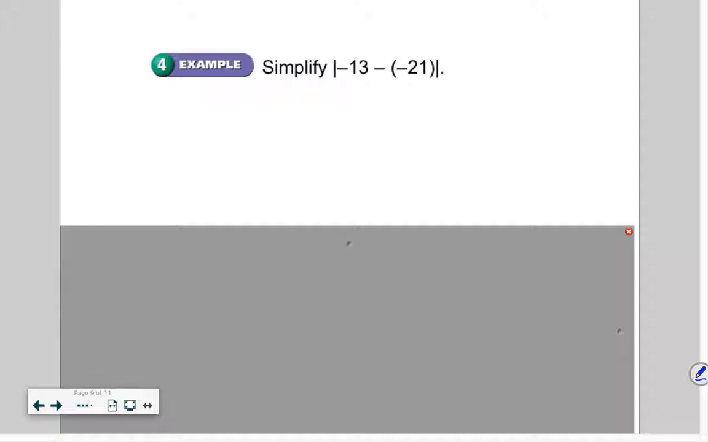Simplify. I don't believe I gave you this one in your notes, did I? Nope, because I duplicated 2. Change the one at the very bottom of the page, the absolute value of 5 minus 12. See how I have that at the top of page 2? So change it to this one, please. Absolute value of -13 minus a -21 inside absolute value brackets.